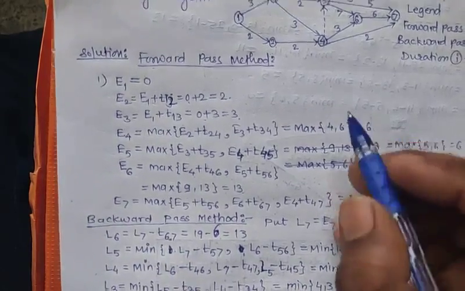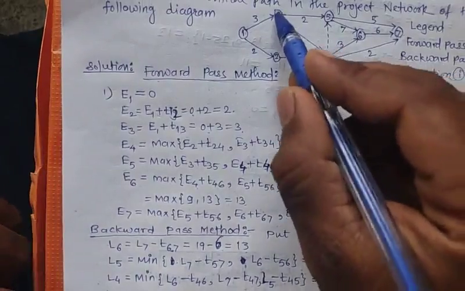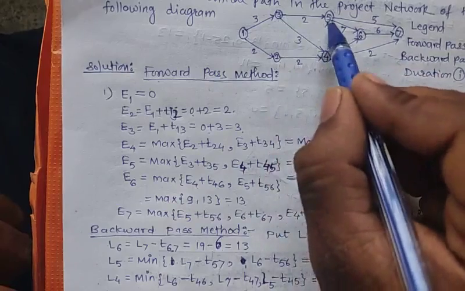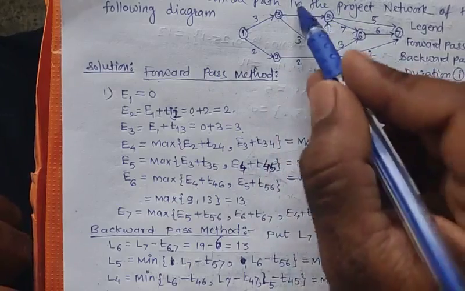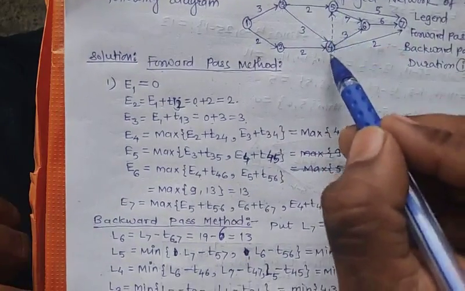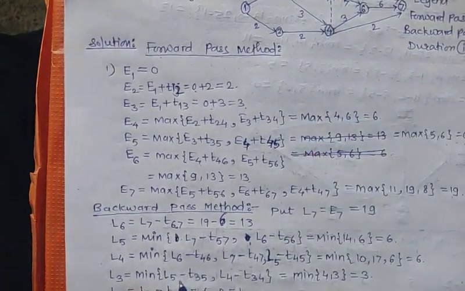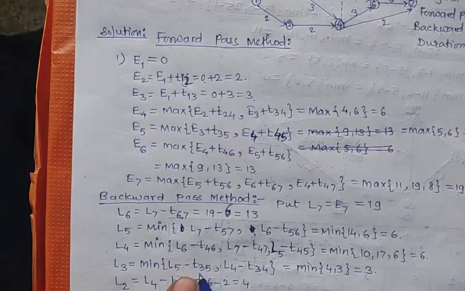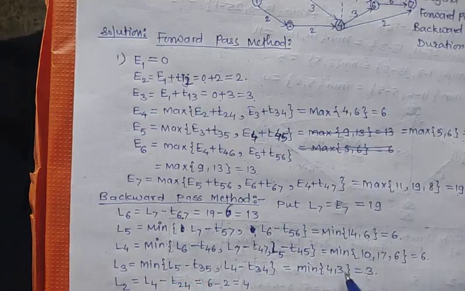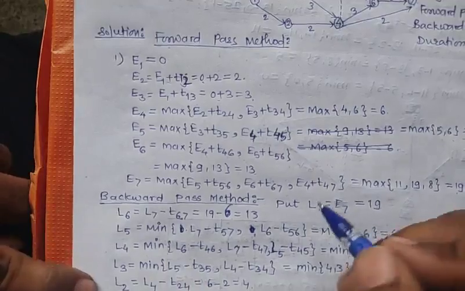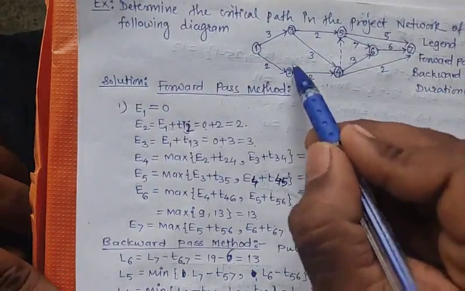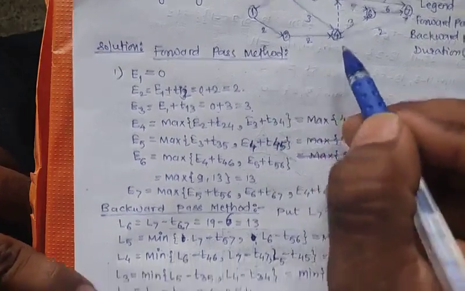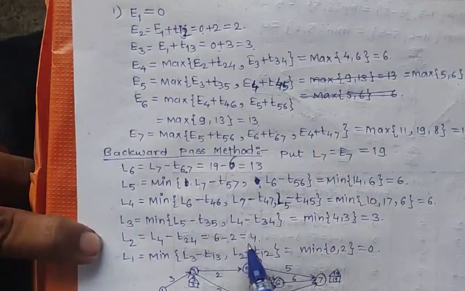Next calculate L3, the third event. From L3 there are only two outgoing arrows, one to the 5th event and one to the 4th event. So we will take the minimum between these two: L4 minus T34 and L5 minus T35. Substituting values and calculating, the minimum between these two will be 3. Next calculate L2. From L2 there is only one outgoing arrow, which goes to L4, so we directly put L4 minus T24. After calculating we get 4.